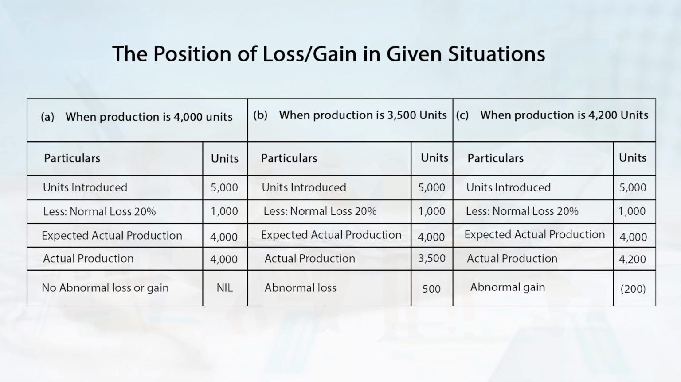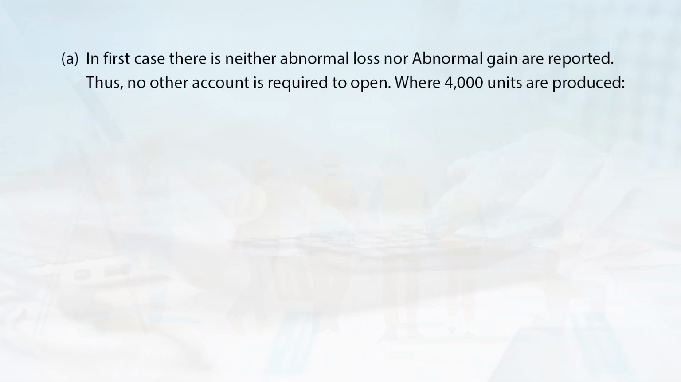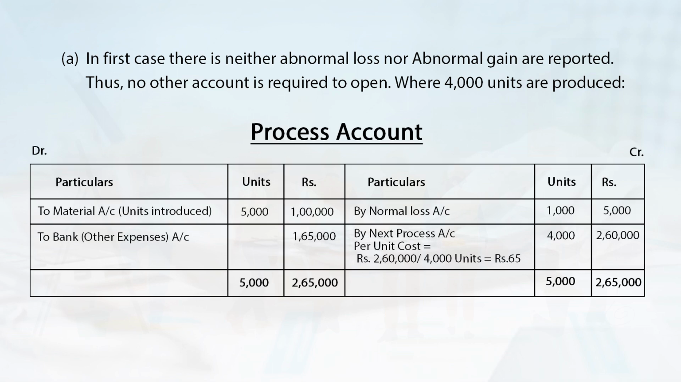Now, let us understand these 3 situations by preparing process account. In first case, neither abnormal loss nor abnormal gain is reported. Thus, no other account is required to open. So, we will prepare first process account where 4000 units are produced. You know the format of process account in 6 columns, 3 on debit side and 3 on credit side. First, we will record on debit side.